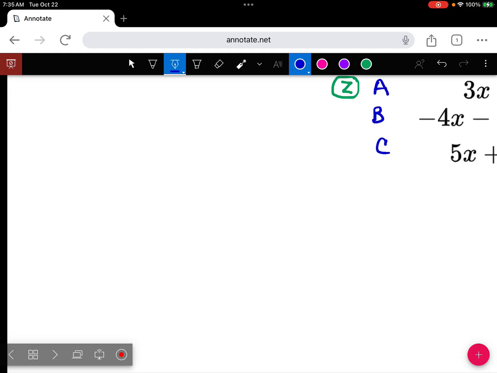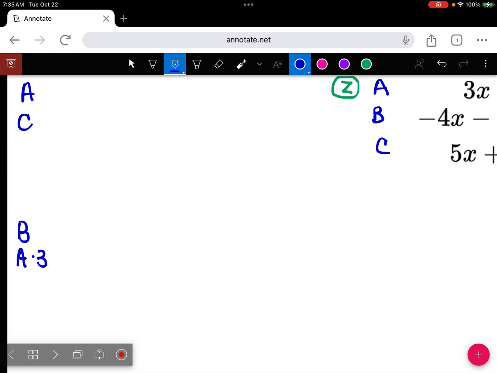A and C. Absolutely, that's a good pair. So we need B to be with something for our second pair. What would B go well with? A. A straight up, or does A need something multiplied to it? A times 3 in order to get my Z's to cancel out.